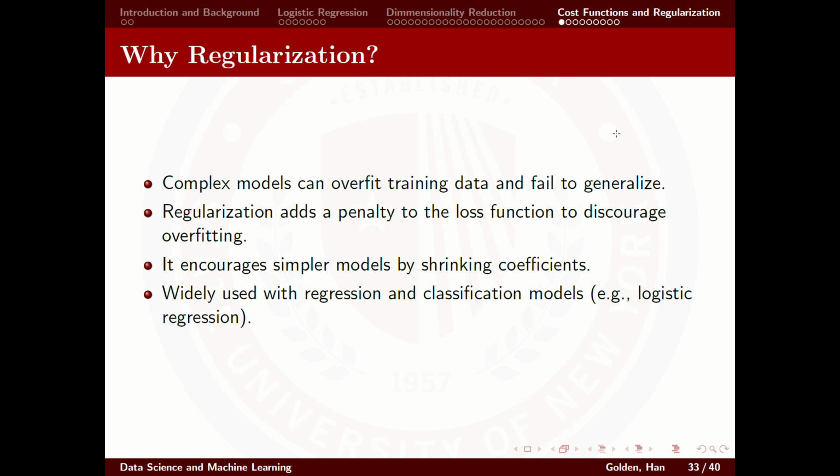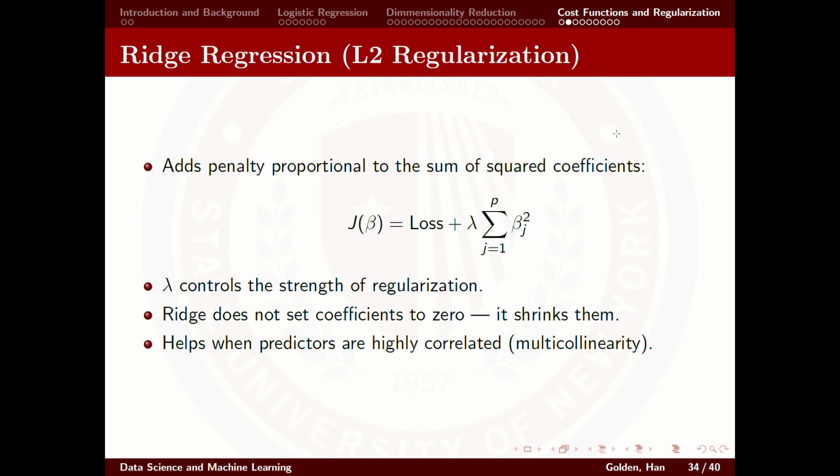So we're going to finish up this unit with a discussion of cost functions and regularization. Complex models can overfit training data and fail to generalize. Regularization improves these models by adding a penalty that discourages overfitting. It encourages simple models by shrinking coefficients.